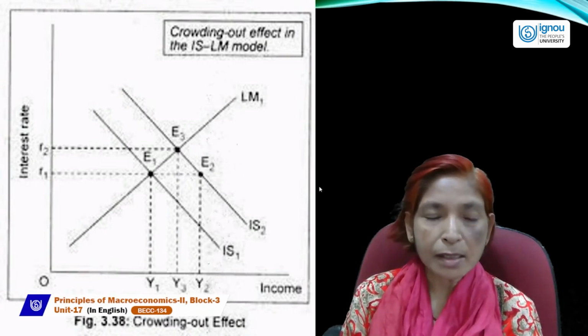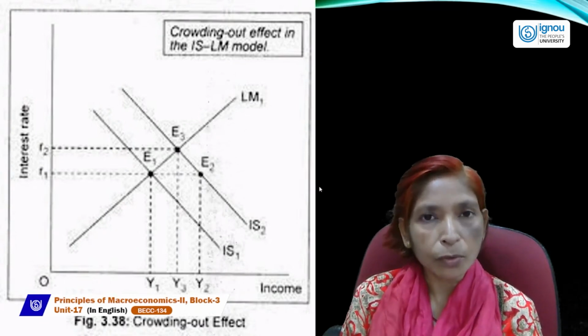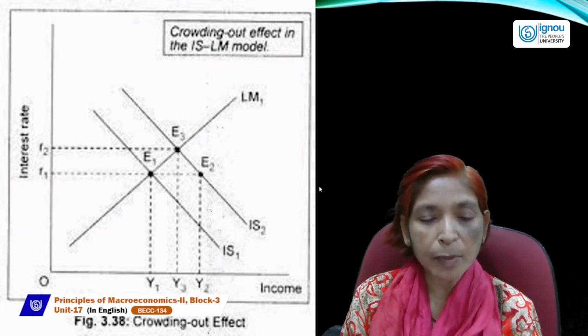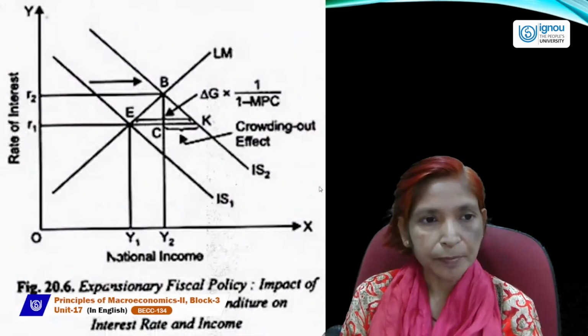Income can increase from OY1 to OY2, but does not increase by this ratio. Why? The reason is that the interest rate increases from OR1 to OR2. If interest rate increases, it will reduce private investment spending. That's why income will not increase by the multiplier. That's why this is the crowding out situation.